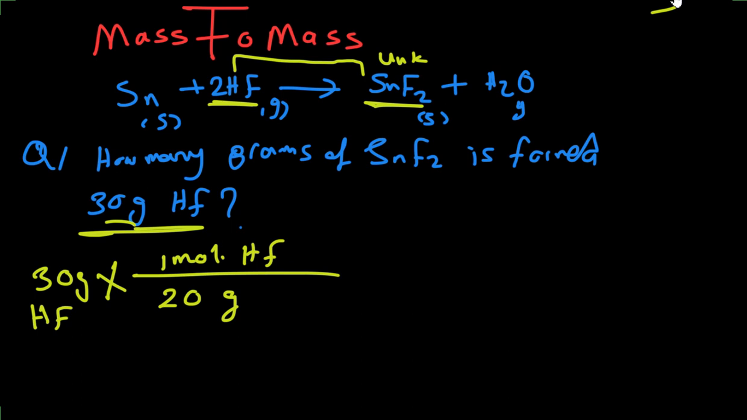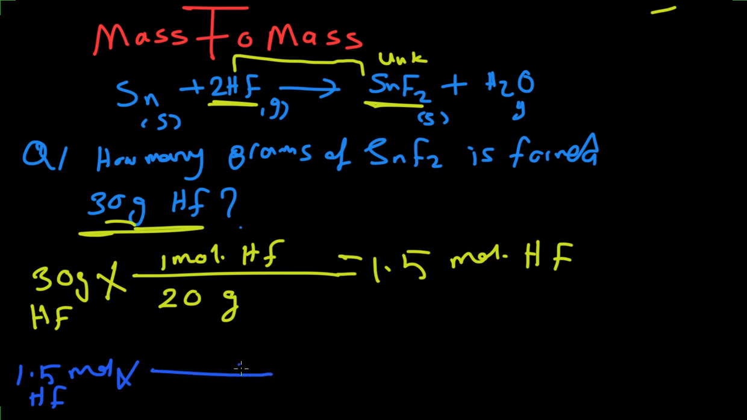So 30 divided by 20 is equal to 1.5 mole of HF. This is the first step. Okay, let's find the second step, mole of SnF2. So how many mole of HF do you have? 1.5 mole of HF. Let's find SnF2. Which one is unknown? Mole of SnF2.